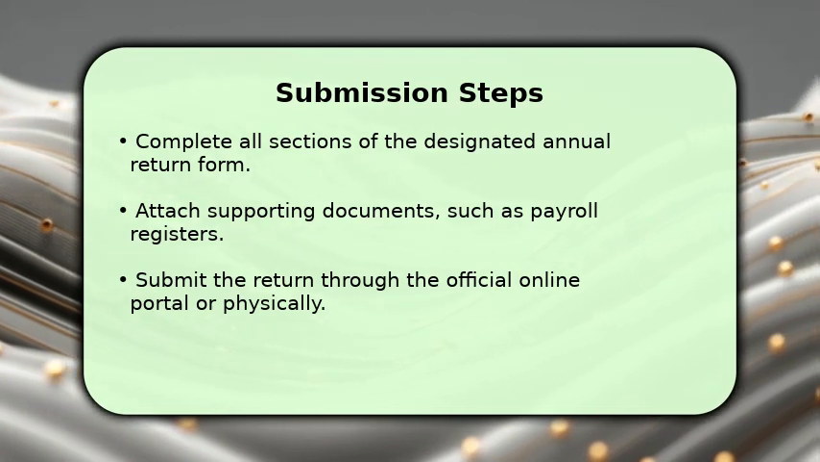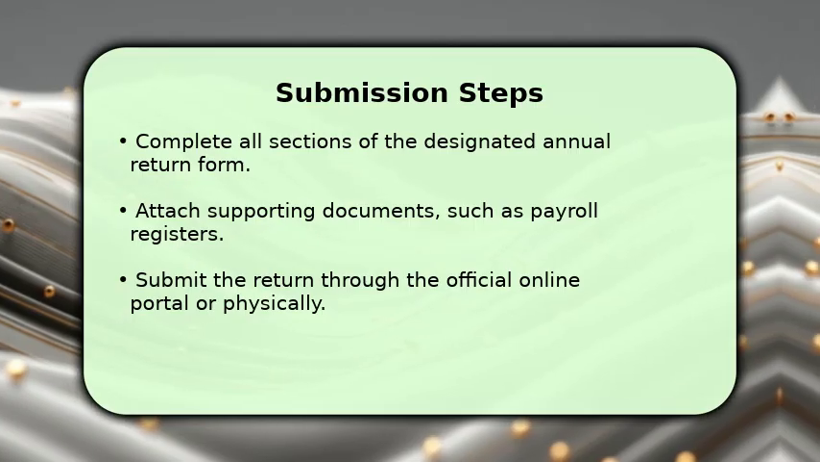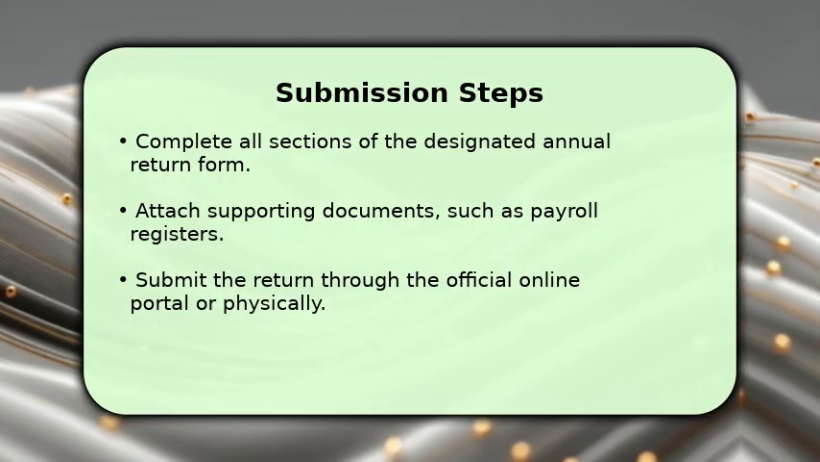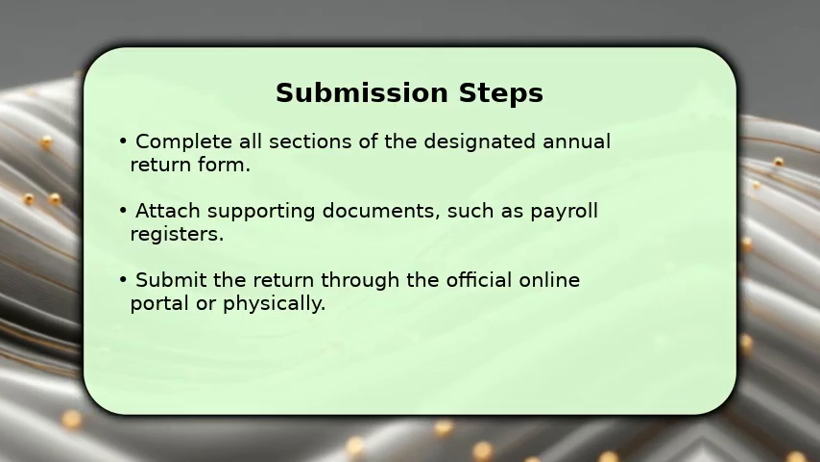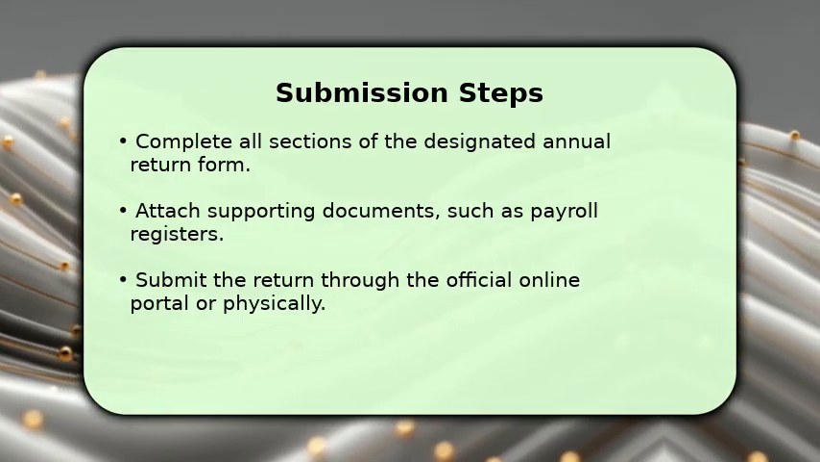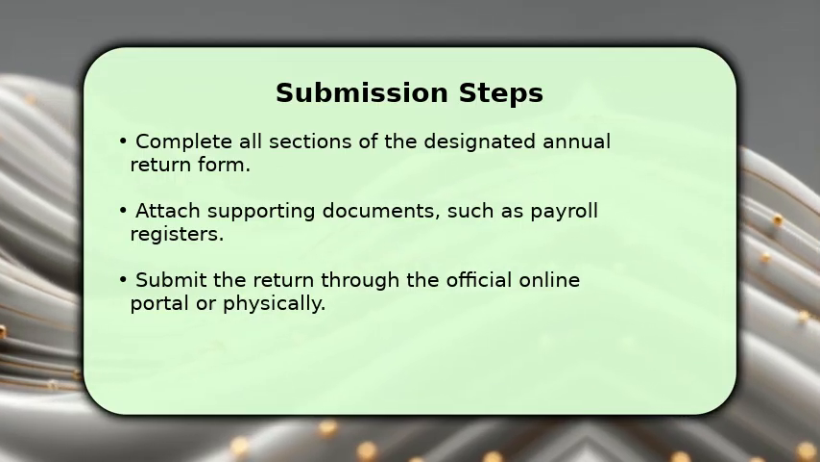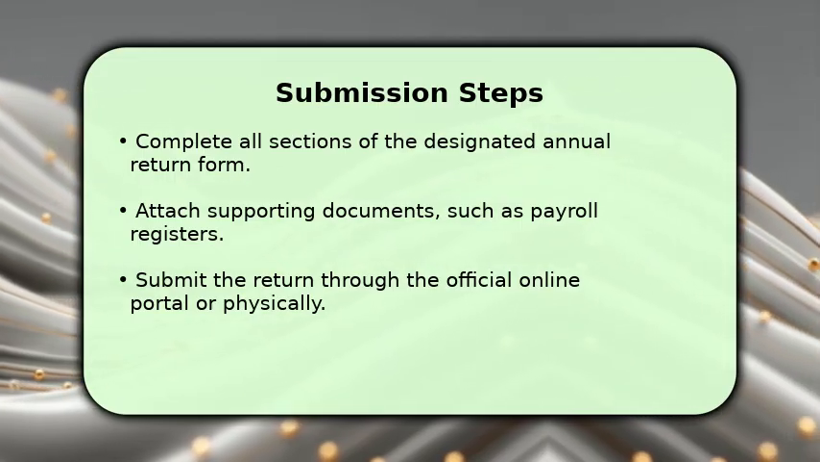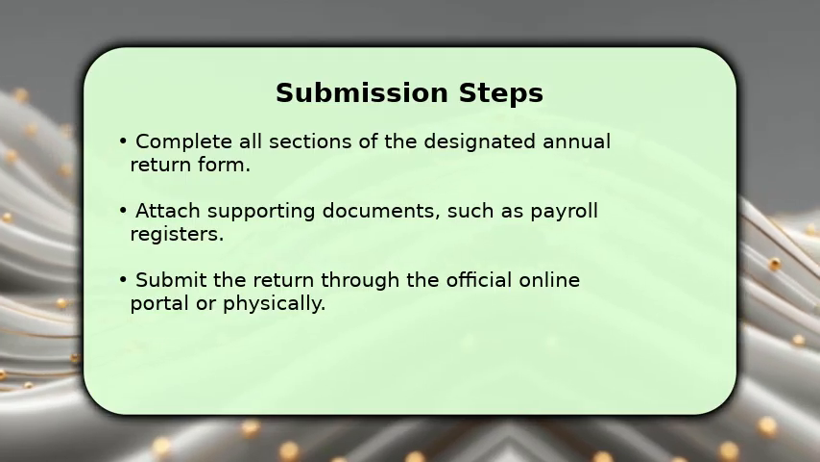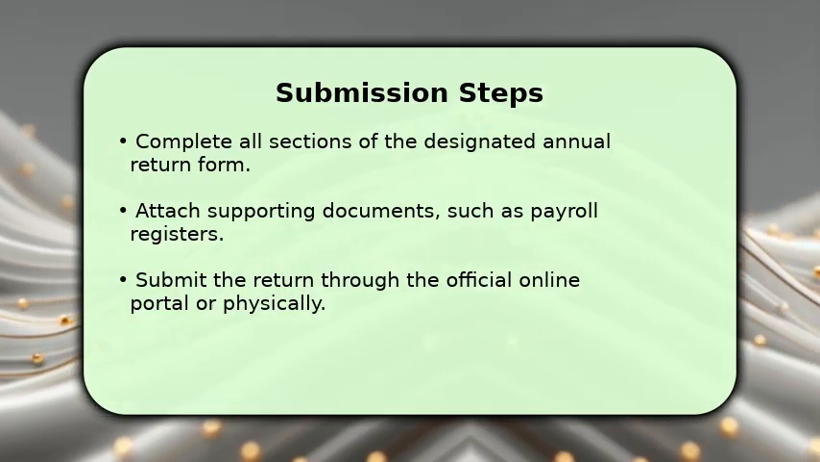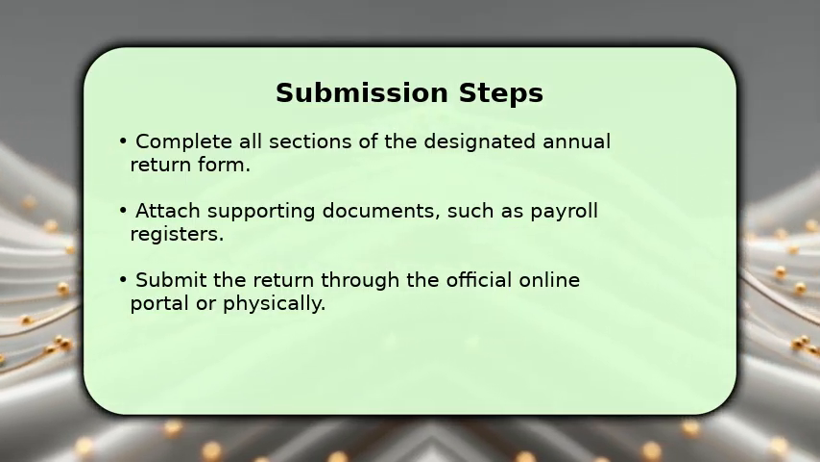Once your data is organized, the next step is completing the forms. Carefully fill out all sections of the designated annual return form, ensuring every field is accurate. Remember to attach all necessary supporting documents, like your detailed payroll registers and attendance records. Finally, submit your completed return through the official online portal, if available, or physically at the designated office, making sure to obtain an acknowledgement receipt.